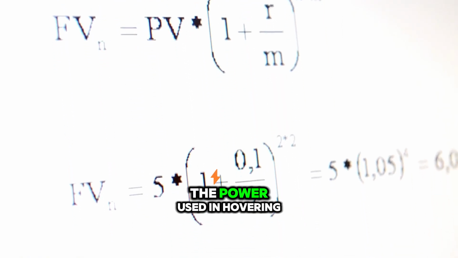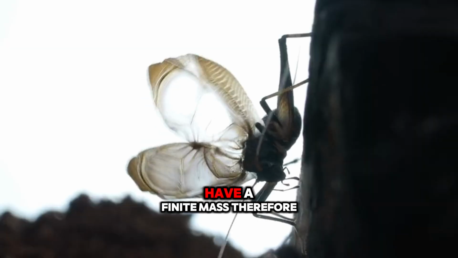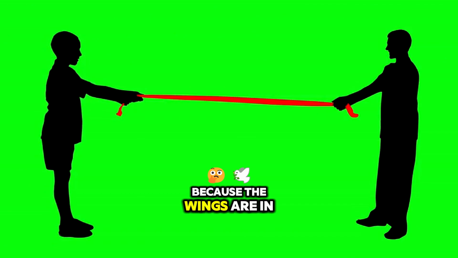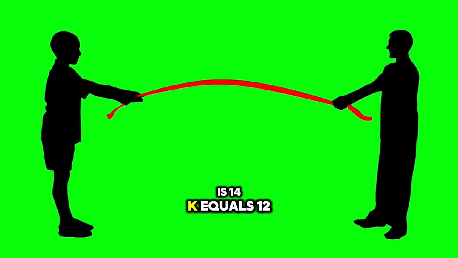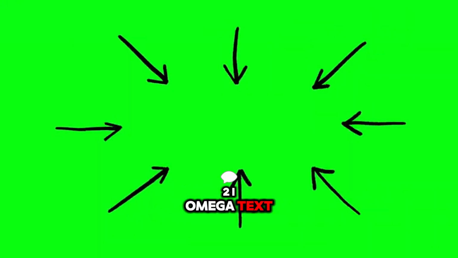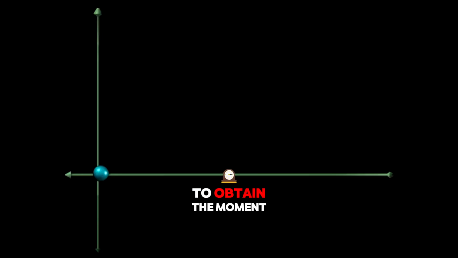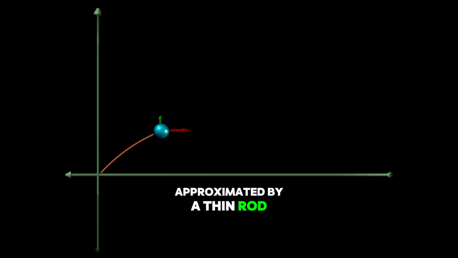In the calculation of the power used in hovering, the example used neglected the kinetic energy of the moving wings. The wings of insects, light as they are, have a finite mass, therefore as they move they possess kinetic energy. Because the wings are in rotary motion, the maximum kinetic energy during each wing stroke is KE = (1/2) I ω_max². Here I is the moment of inertia of the wing and ω_max is the maximum angular velocity during the wing stroke. To obtain the moment of inertia for the wing, we will assume that the wing can be approximated by a thin rod pivoted at one end.